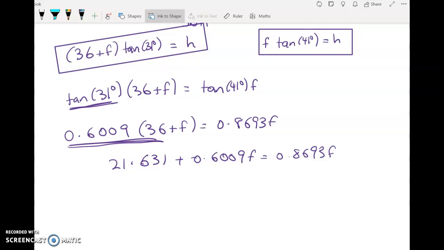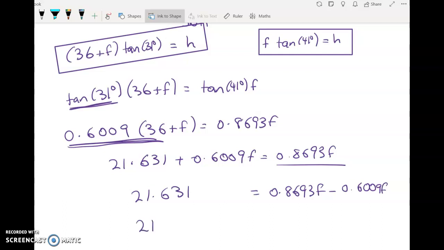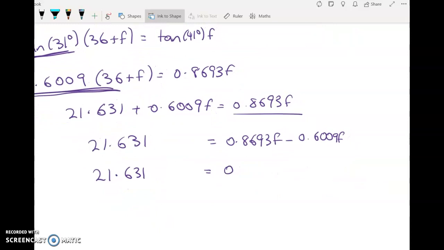So if this looks bad, it really isn't. It's basically the same as when we did 5 plus 3x is equal to 7x, and we took this away from both sides. It's just that the numbers have got decimals now. So we get 21.631 is equal to 0.8693f, take away 0.6009f. So I'm collecting up my like terms. I'm doing it really, really slowly because I want to make sure that my working's clear, and I've got 0.2684f.